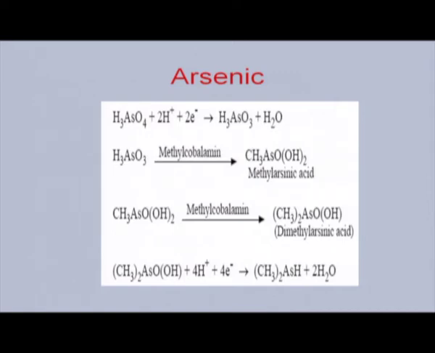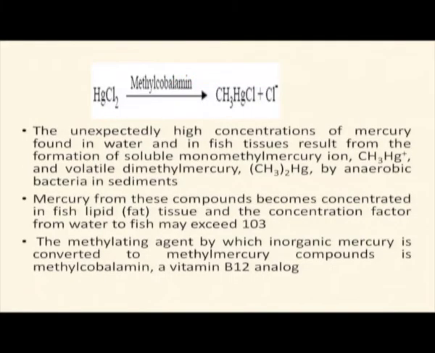Whereas, if you go back and see the case of mercury, the methylated mercury species are highly toxic compared to inorganic mercury. The methylated mercury species like monomethyl or dimethyl mercury are more toxic, and that is why they were responsible for killing many people. So, the species is also very important in the environmental context.